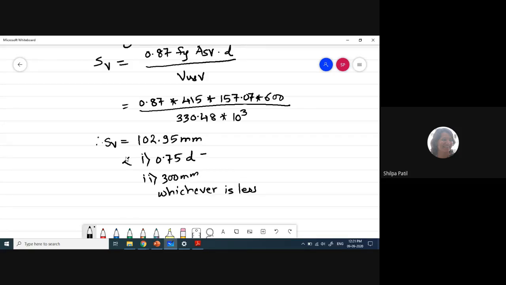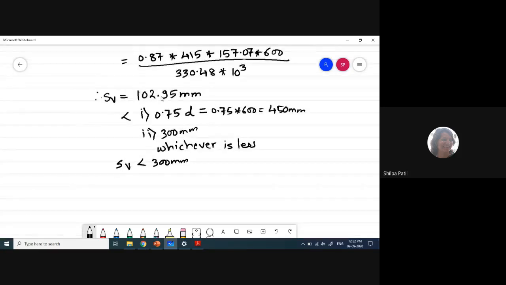Okay, so let us calculate this value, 0.75 into d. What is d? 450. d is 600. So it is 450. Okay, so out of 450 and 300 mm, 300 mm is the least value. So Sv should be less than 300 mm, and this is the value which we are getting from the formula.